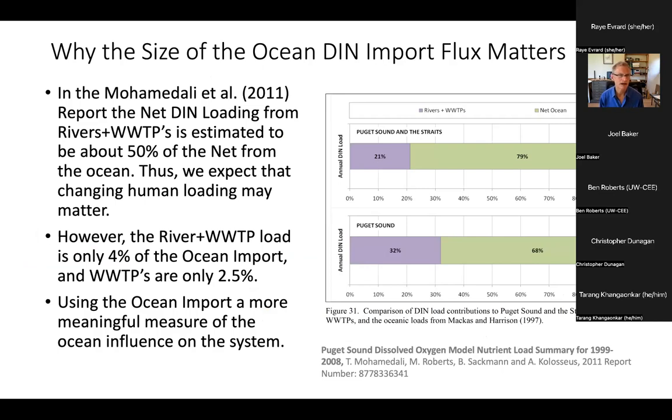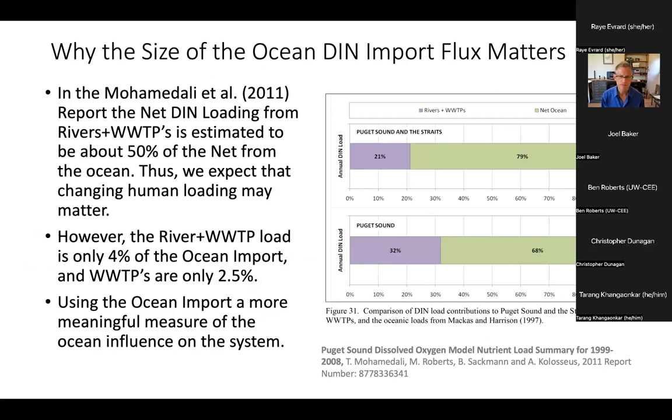In general, I think it's the import part of that that's the most important thing to be aware of when you think about the ocean's influence on the system.